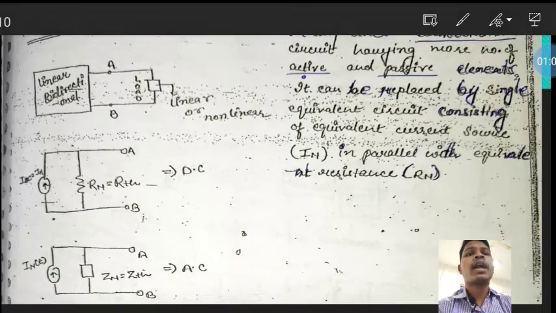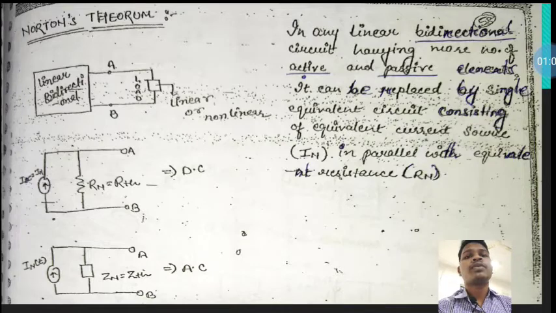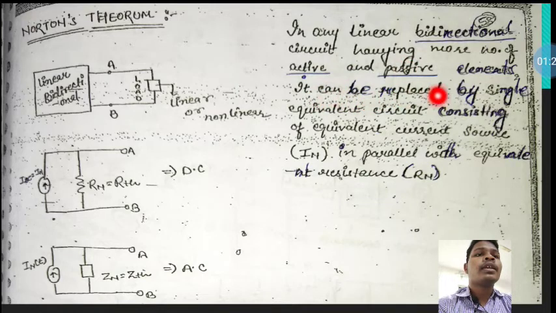So this is the third theorem which we are going to study, the Norton theorem. The Norton theorem says that any linear bidirectional circuit, that is, a network containing linear elements, bidirectional elements, and any number of active and passive elements, can be replaced by a single equivalent circuit consisting of an equivalent current source, that is I_N, the Norton current, in parallel with the equivalent resistance, the Norton resistance.